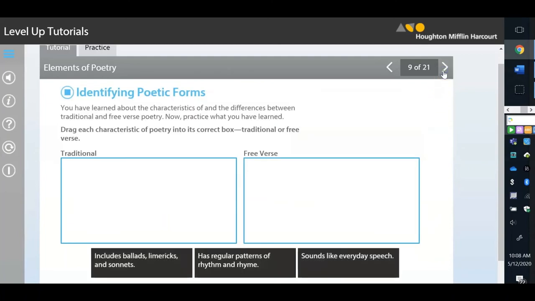You have learned about the characteristics of and the differences between traditional and free verse poetry. Now, practice what you've learned. Drag each characteristic of poetry into its correct box, traditional or free verse. Let's look at the first characteristic. Includes ballads, limericks, and sonnets. Would this be an example of something in traditional poetry or something in free verse poetry? Take a moment to think about your response.